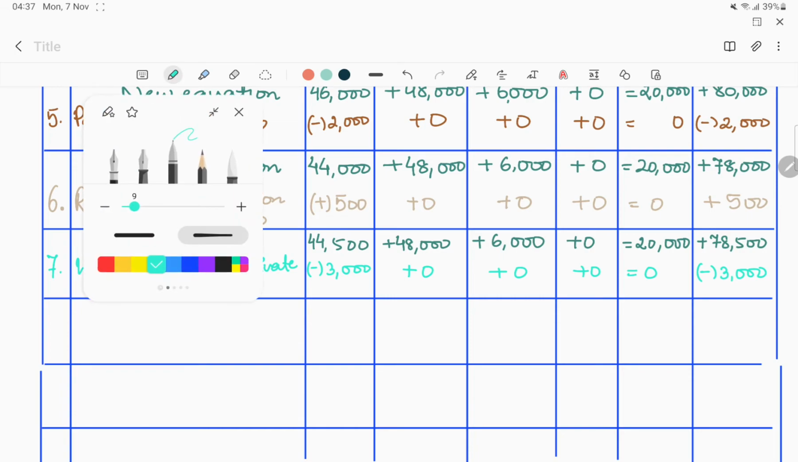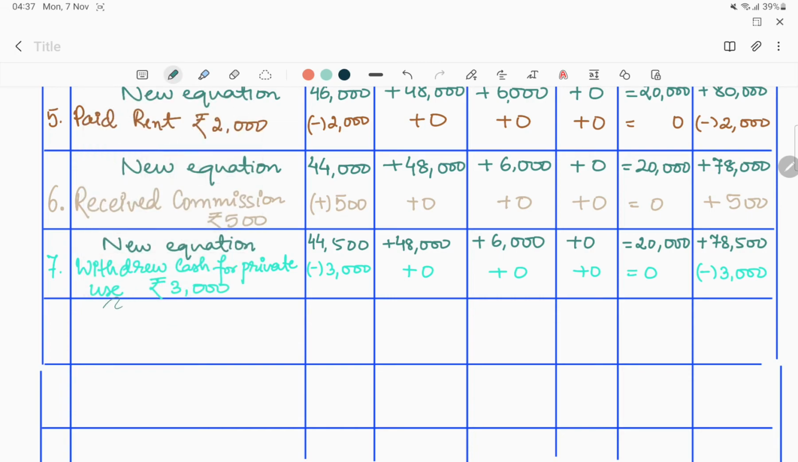Let's write the new equation after this transaction. So the new equation: 44,500 minus 3,000 will come as 41,500. Stock 48,000, furniture 6,000, debtor 0, liability 20,000, and capital is 75,500.